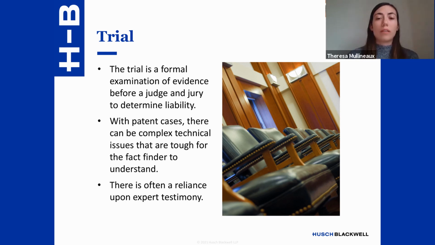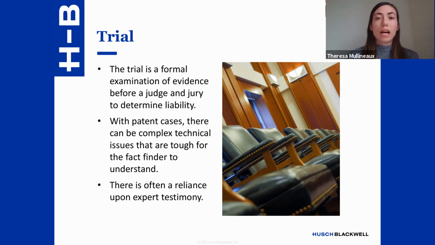Specifically, we see with some patent cases that our firm handles that clients also consider how complex the patent is. A lot of times they're very complex technical issues that can be tough for a judge or a jury to understand, which can make it harder to prove your point in court. So that's another consideration. And then depending on what's at stake, there often is a reliance upon expert testimony. So there are costs associated with having experts write reports, and costs associated with them presenting at trial.